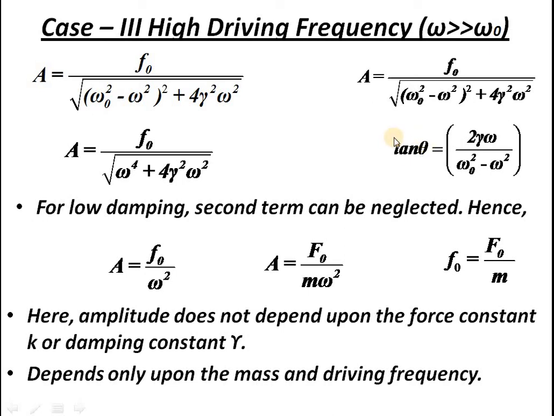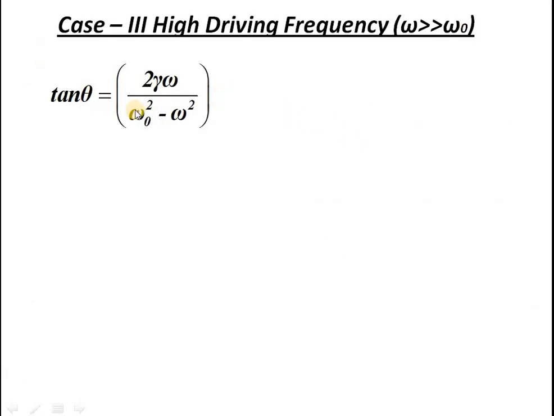And now again you can see what about the angle, the tan theta factor we have defined. High driving frequency means omega is greater than omega 0. So in the denominator you will have a negative term. Understand? So you can write a minus outside. So you have 2 gamma by omega, because one omega cancels and one omega is left here. So you have minus 2 gamma by omega.